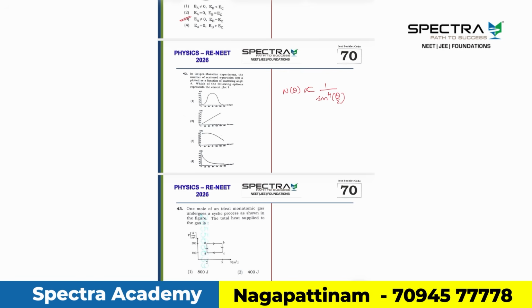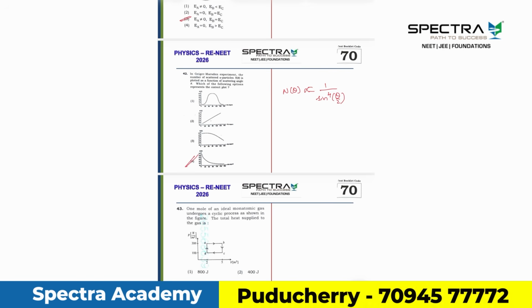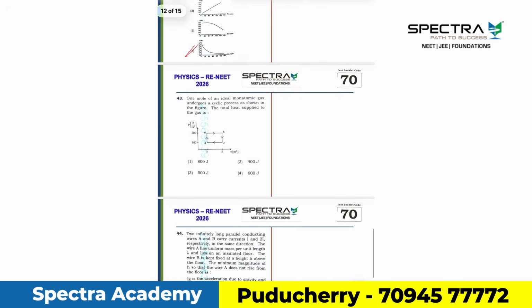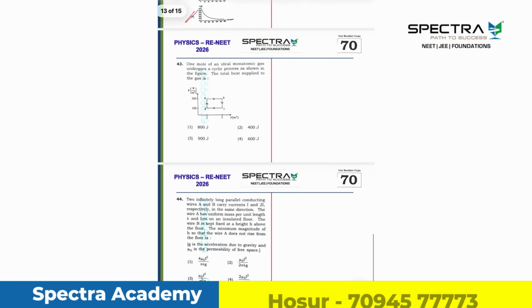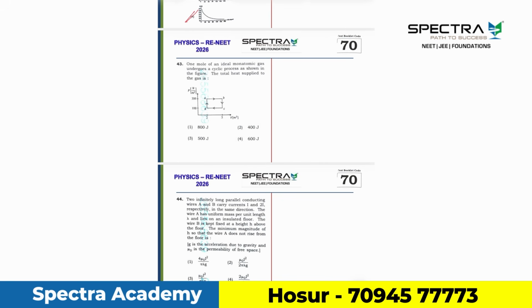That means as the theta increases, the number of alpha particles scattered will decrease. Hence we can select option 4 as the right answer. Option 4 is the right answer. See the 43rd question here.